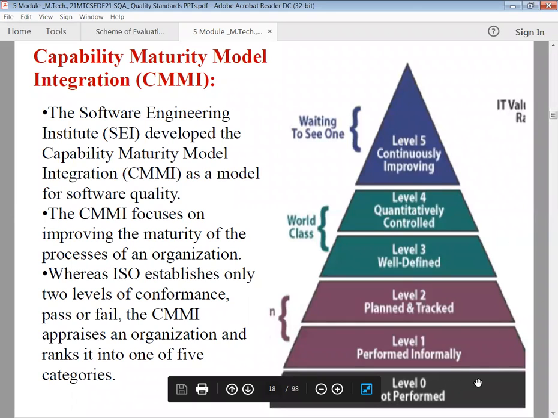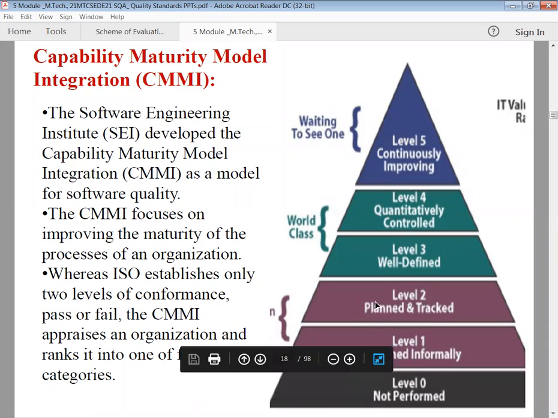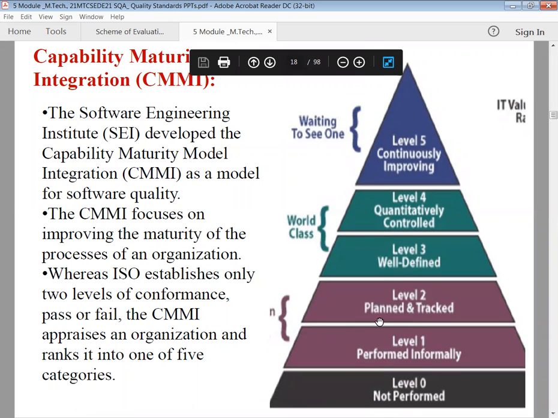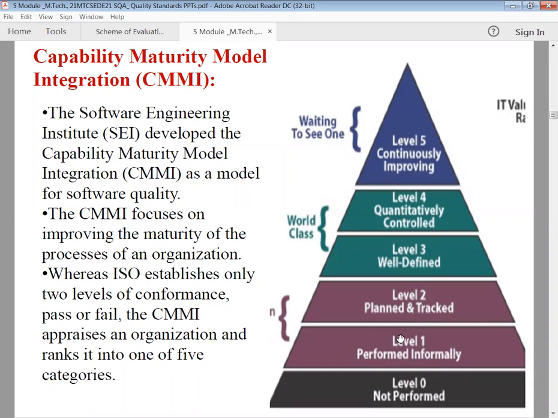From the pyramid structure, you can easily understand. In the CMM model, we have 5 levels. Level 0 is not performed, level 1 is performed informally, level 2 is planned and tracked, level 3 is well defined, level 4 is quantitatively controlled, and level 5 is continuously improving. If you are getting level 0, you are in the fail state. If you are getting level 1 or level 2, okay, you gained some marks. And if you are getting level 3 and level 4, your organization is a world class organization. And if you are getting level 5, wait and see. Like that, they are giving the grading.